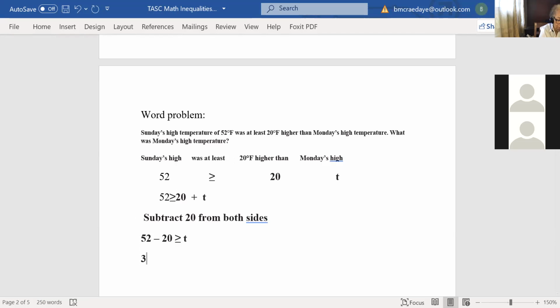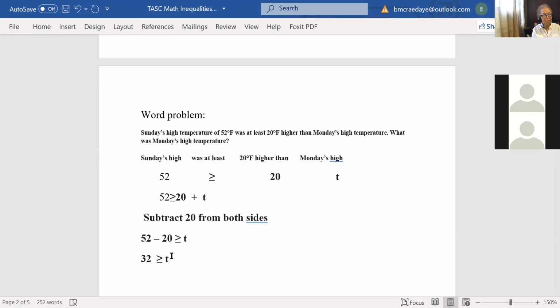Okay, let's just copy that. And this would be 32, 52 minus 20, or 20 from 52, just gives you 32. Take out the 20 because we subtracted. So now what is this telling you when it says 32 greater than or equal to T?